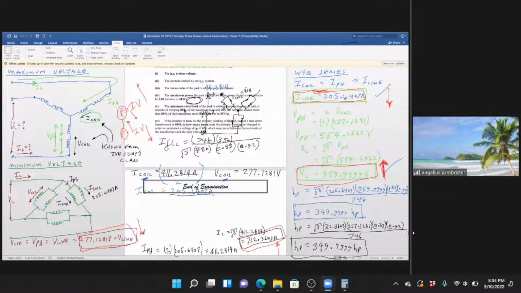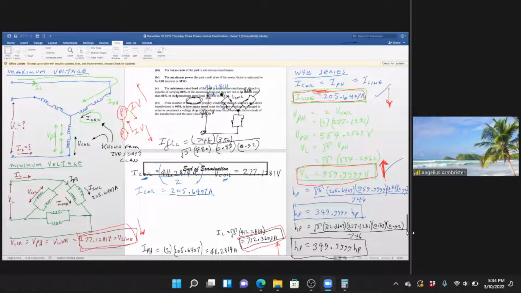Okay, they need to be able to carry 80% of the load, and when they're carrying 80% of the load, they don't need to be loaded to more than 80% of their full capacity. That's what this question is asking you. What is that capacity? And then this here is asking you about what we call taps. You can put taps on a transformer, taps on the primary, taps on the secondary.